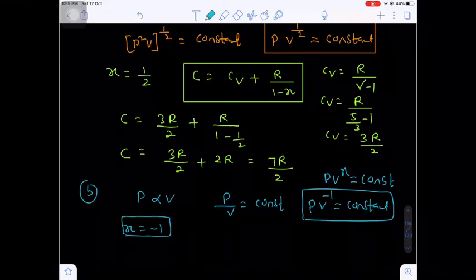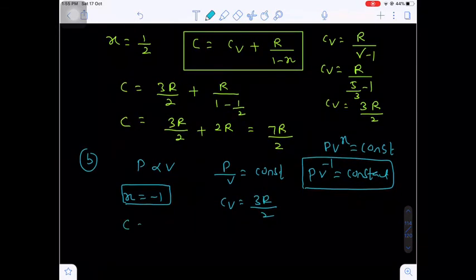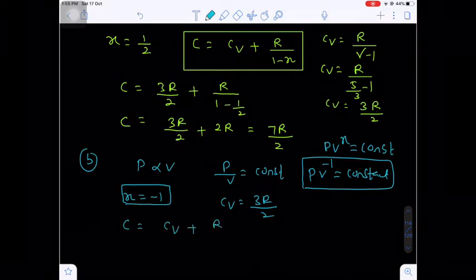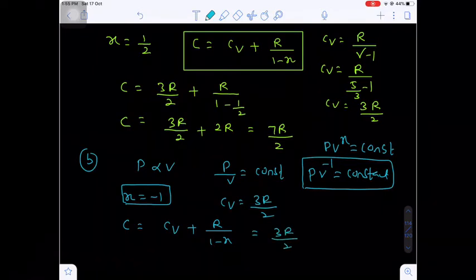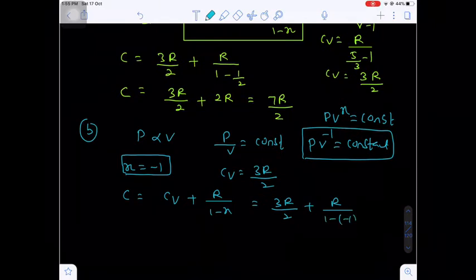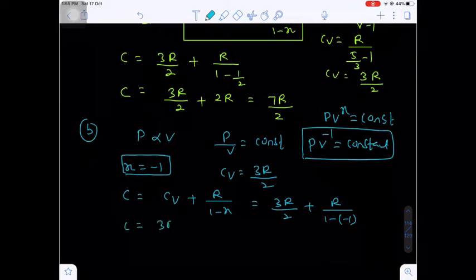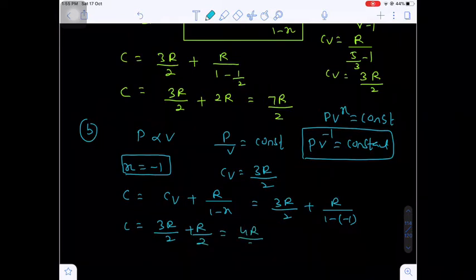Now what will be the Cv? Cv for a monoatomic gas, again we have 3R by 2. Now what is the molar heat capacity? C equals Cv plus R upon 1 minus x. The Cv value is 3R by 2, plus R as it is, divided by 1 minus the x value, again minus 1. So minus and minus make plus. You will get finally C equal to 3R by 2 plus R by 2, that means 4R by 2, nothing but 2R. Are you getting my point? So this is the second question.